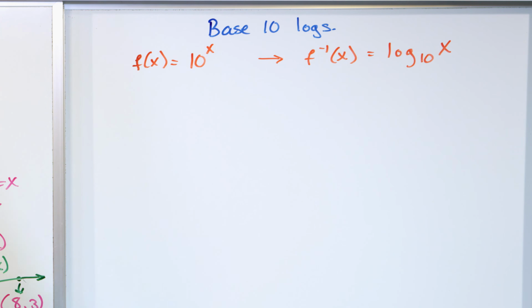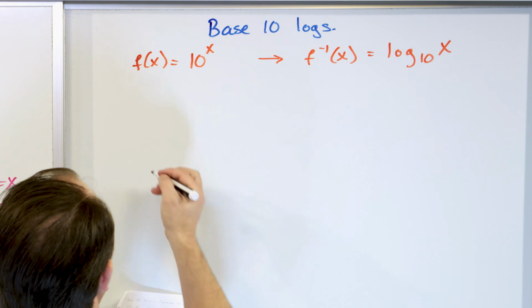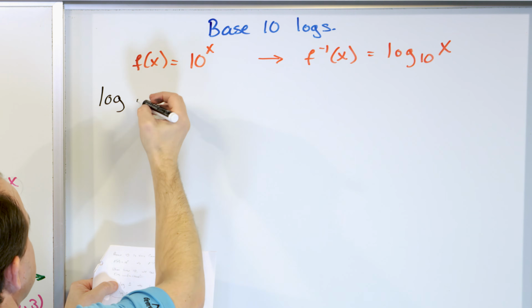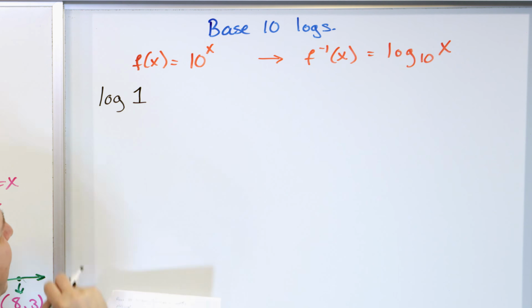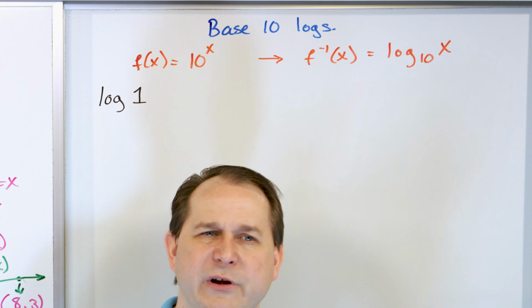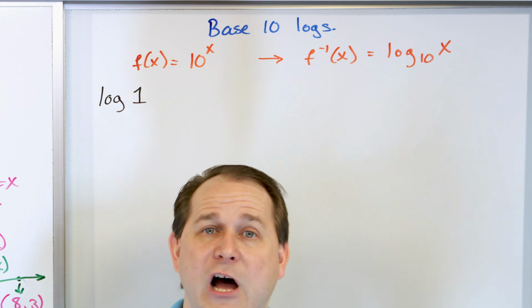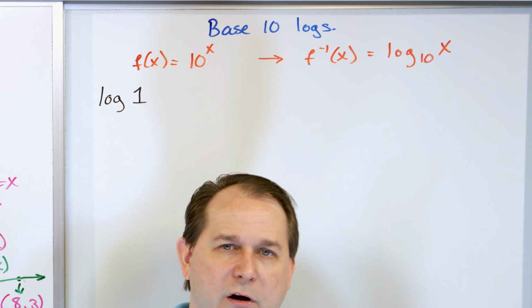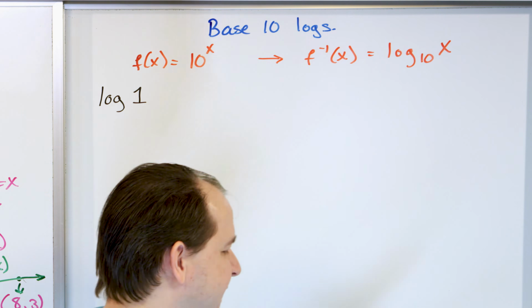So let's talk a little bit about some base 10 logs. Let's say I have log of the number 1. Notice I didn't write the base 10. If you see a log without any base written at all, you just pretty much assume it's a base 10 log. That's how common it is. If you see a base there, you have to use the base, but if you don't see a base at all, it's a base 10 log.